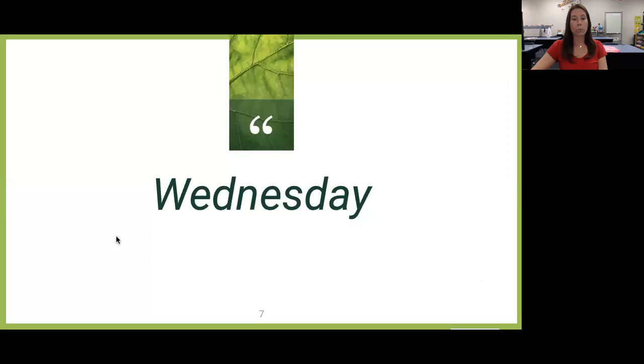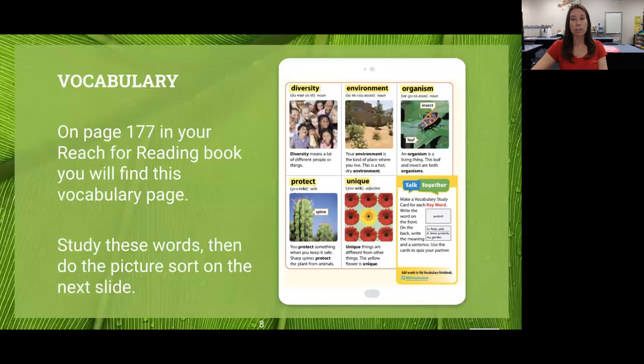Today we are going to be working on some vocabulary skills, and also we are going to be working on taking some inferences on a science article. Okay, so first thing I want you to do is get your Reach for Reading book. You're going to turn it to page 177. Okay, ready? Go.